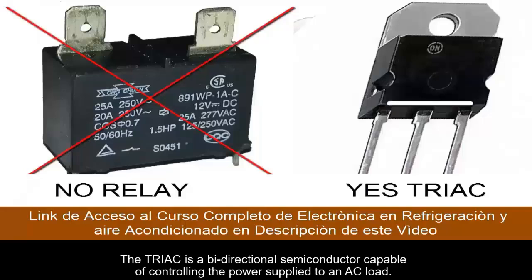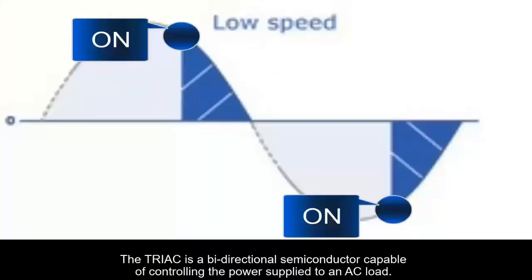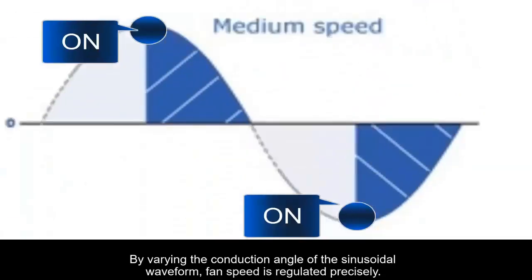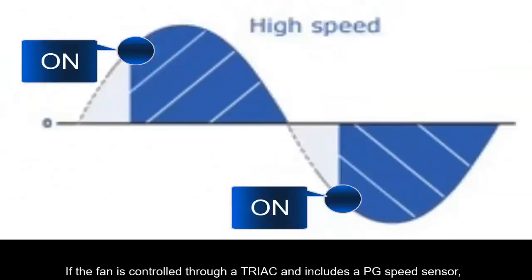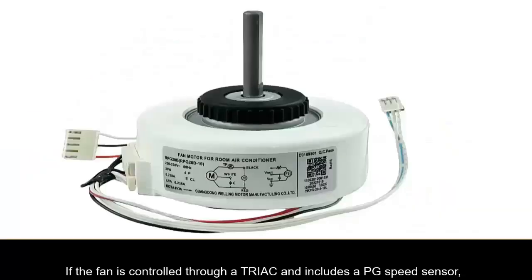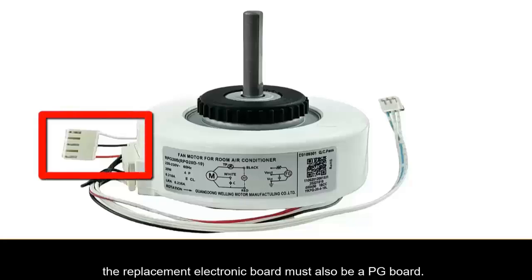The Triac is a bidirectional semiconductor capable of controlling the power supplied to an AC load by varying the conduction angle of the sinusoidal waveform. Thanks to this method, fan speed can be regulated much more precisely than in fixed-speed systems controlled by relays. If the fan in your air conditioner is controlled through a Triac and includes a PG speed sensor, the replacement electronic board must also be a PG board.